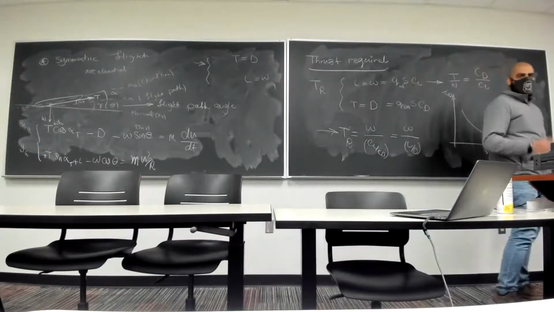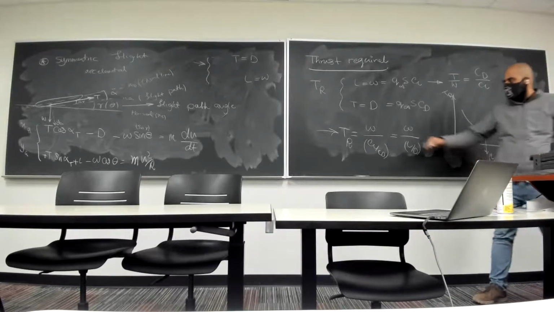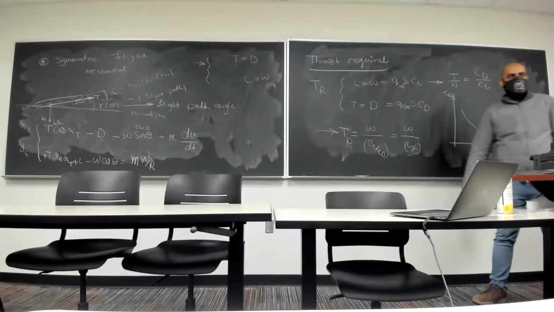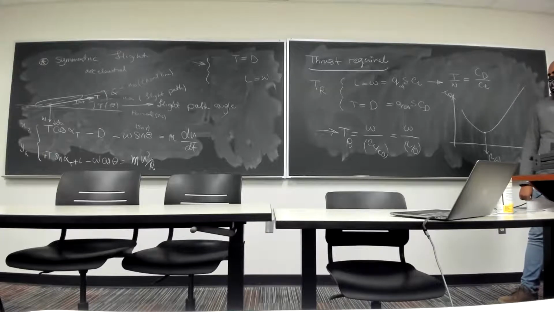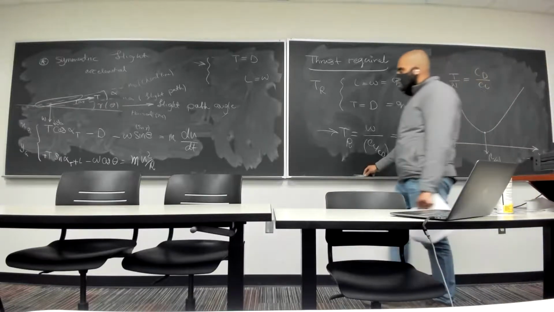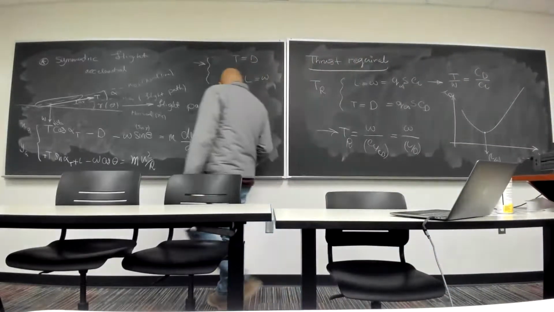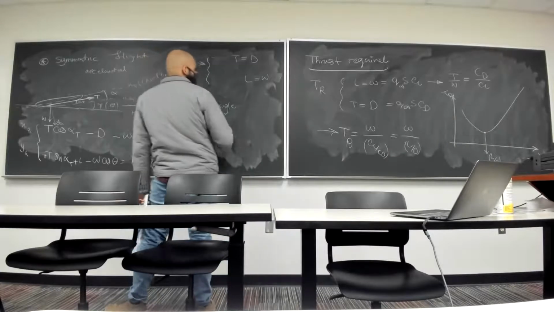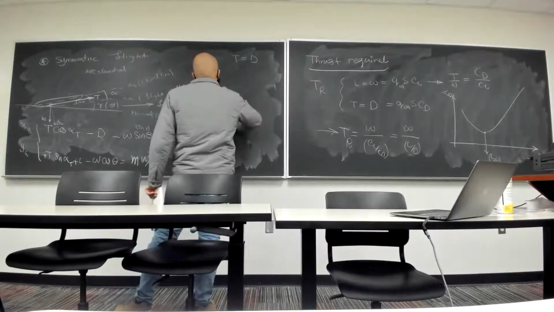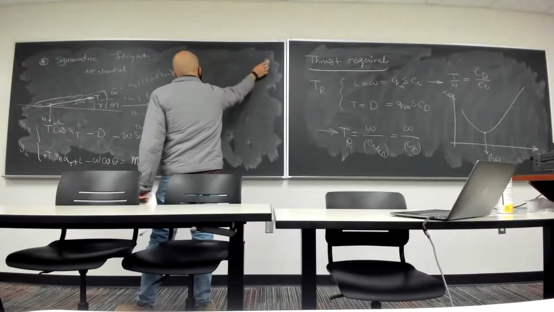But you're correct. If you decrease the weight, if you don't assume the weight is constant, then your thrust required is going to be less as well. But our focus is on its dependence on lift and drag, not weight here per se, because weight is a design parameter, right? And it doesn't really change with velocity that much.